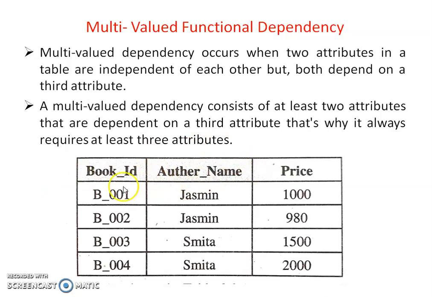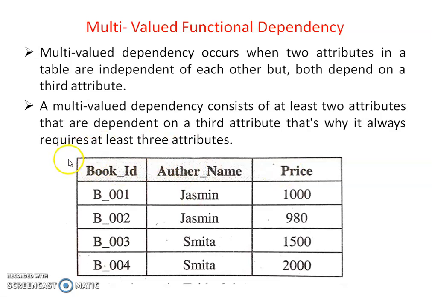Now see in this example, the name of a particular author is determined by the book ID attribute. It means that book ID determines author name. Also, it is possible to determine the price of the book by book ID, the price of the book with the help of book ID.